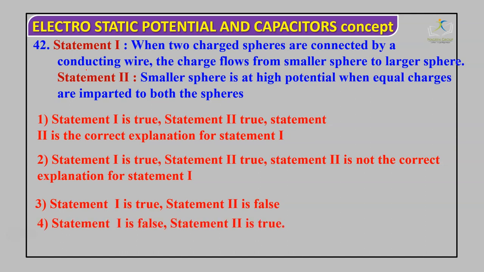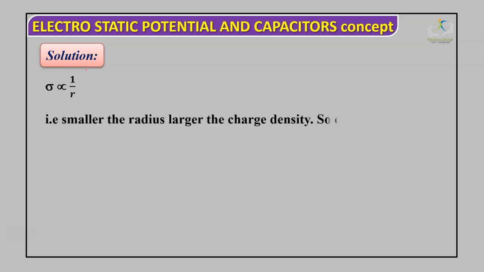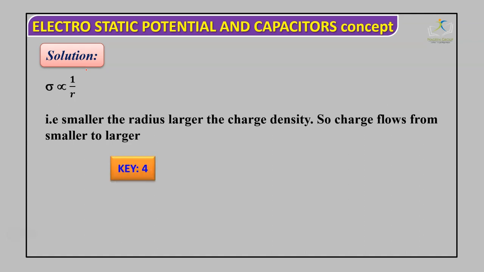Statement first is false, statement second is true. The correct answer for this question is option A. Let us see how it will be possible. We know that sigma is proportional to 1 by r. That is, the smaller the radius, the larger the density. So, charge flows from smaller to larger. According to that, the correct answer for this question is option A.